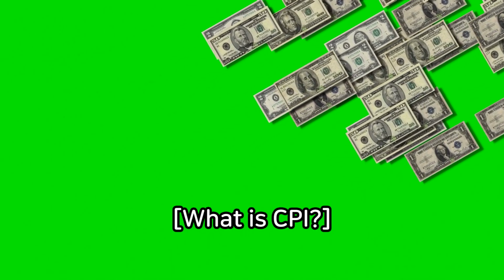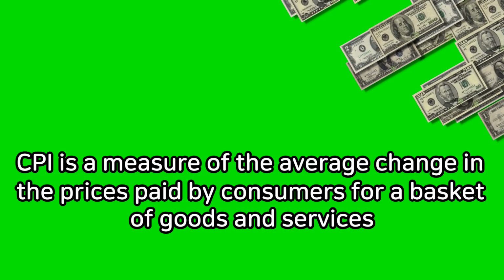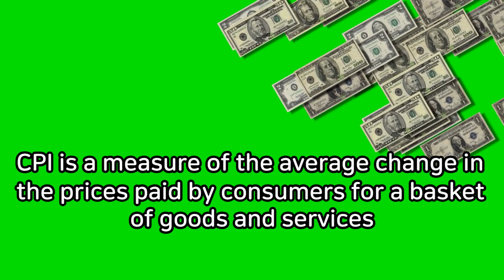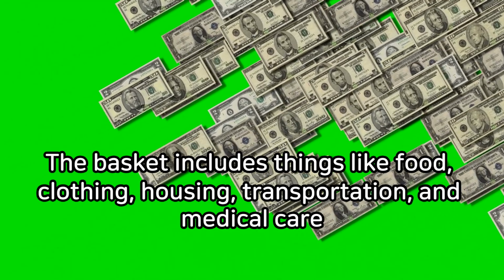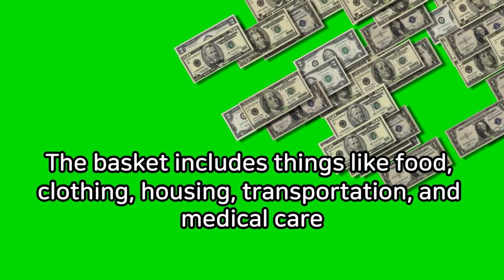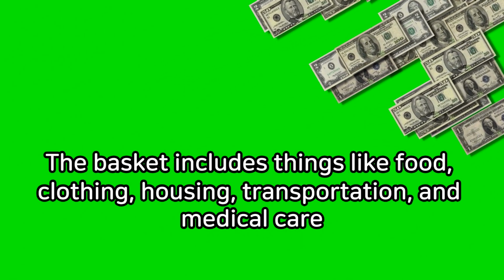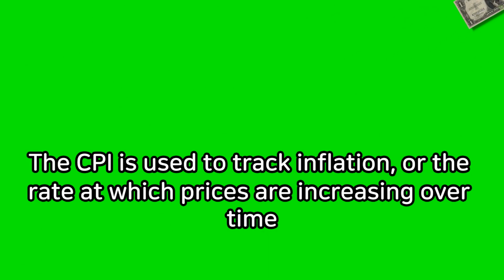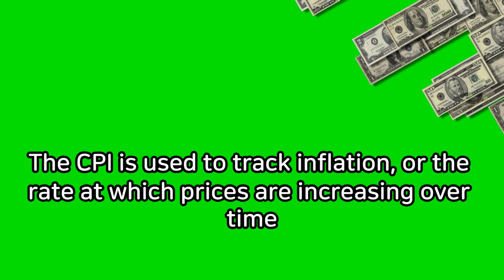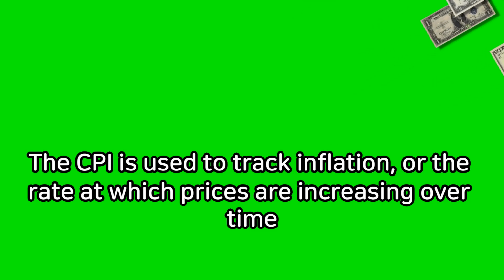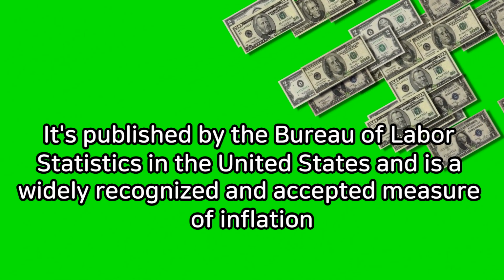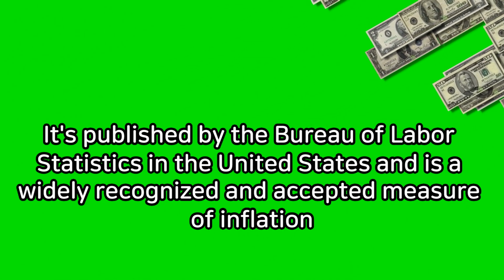What is CPI? CPI is a measure of the average change in the prices paid by consumers for a basket of goods and services. The basket includes things like food, clothing, housing, transportation, and medical care. The CPI is used to track inflation, or the rate at which prices are increasing over time. It's published by the Bureau of Labor Statistics in the United States and is a widely recognized and accepted measure of inflation.